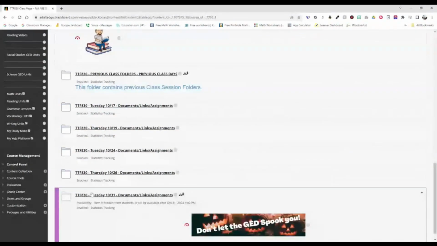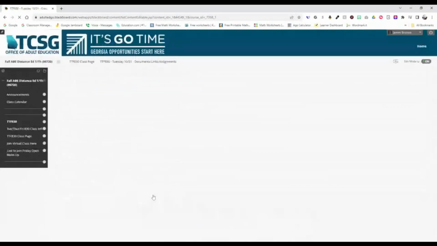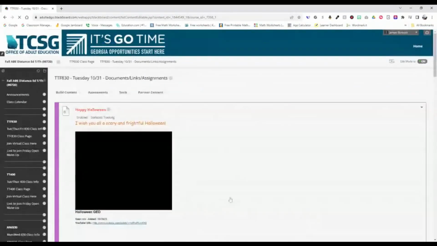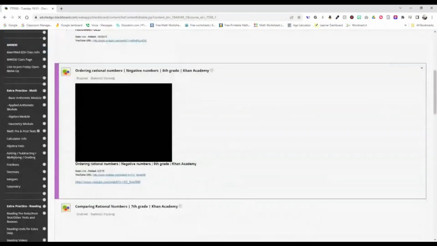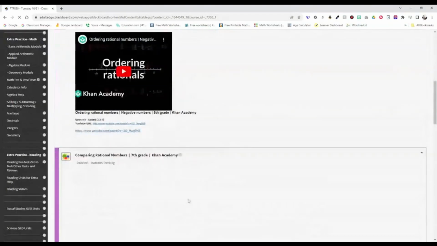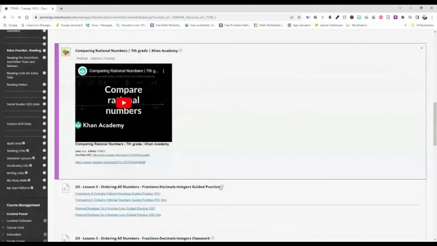You will not be able to see it. I can see it because I'm the teacher. You will be able to see it after 1 o'clock when you finally get access to Blackboard. So the students that have access to Blackboard right now can't see it until 1 o'clock. But when you click on a folder page, the folder page opens up, and all of the videos that we have watched for the day are here.